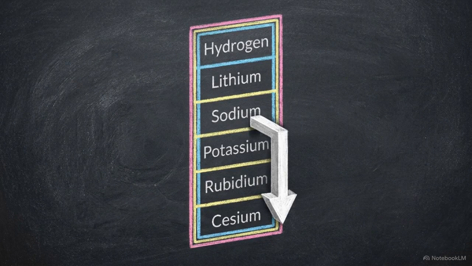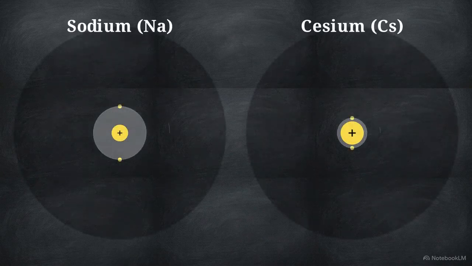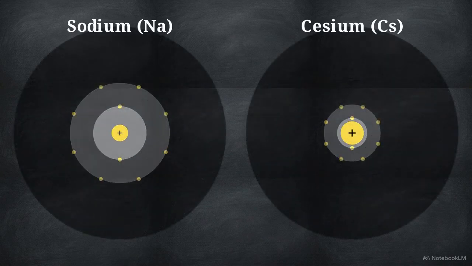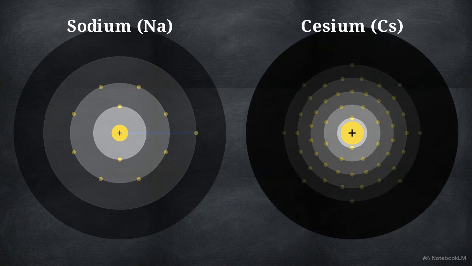We can see this in action by looking down any vertical group on the table, starting at sodium and moving toward the bottom. Every step down a group adds a completely new, full shell of inner electrons to the atom. Compare sodium on the left to cesium on the right. While sodium only has a few inner layers, cesium has 6, creating a much deeper shadow over its outermost electron.